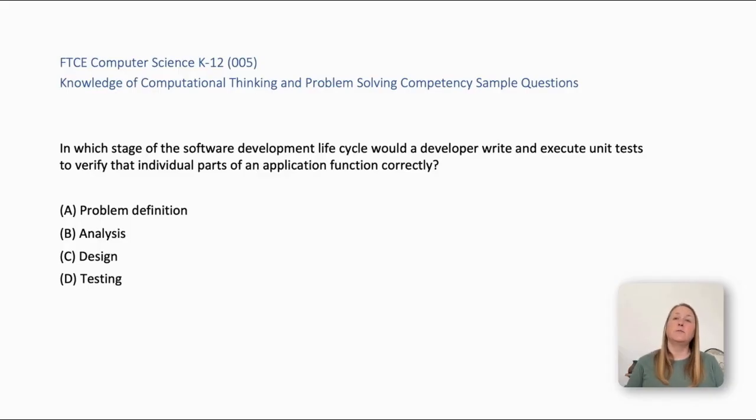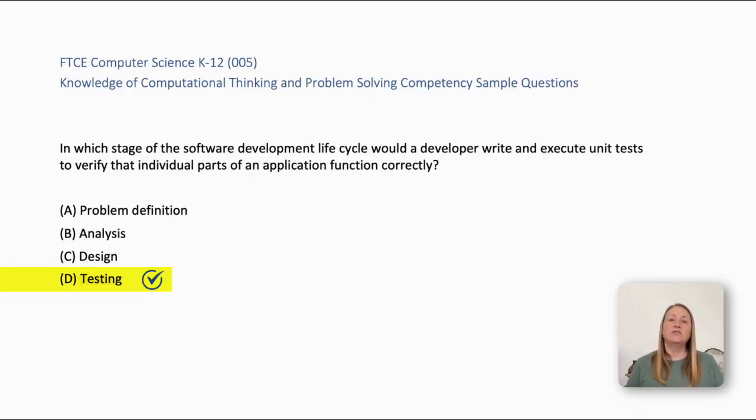A. This is where the developer figures out what problem needs solving, no coding or testing yet. B. Here the requirements are studied and documented, still no unit testing. C. This stage is about planning how the software will work. Tests aren't run yet. The correct answer is D.